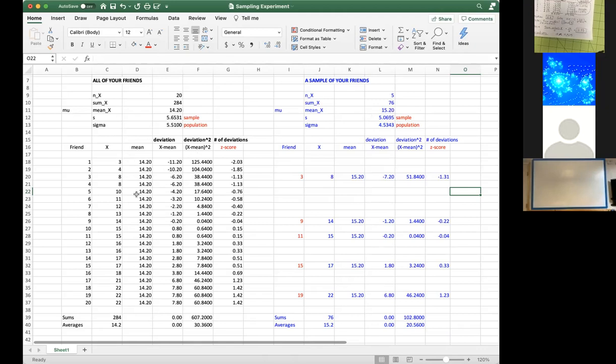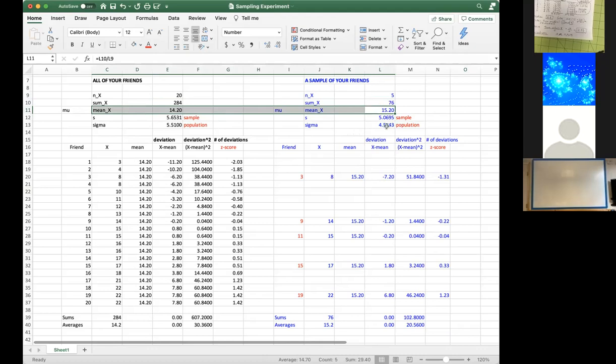Let's pretend you don't have time to go ask 20 friends. You just did a sample and you learned that the friends with you have $15.20. Would it be so wrong to say that all your friends have $15.20 on average? Well, sure, it would be wrong. But do you see that it's not far from what it really was?